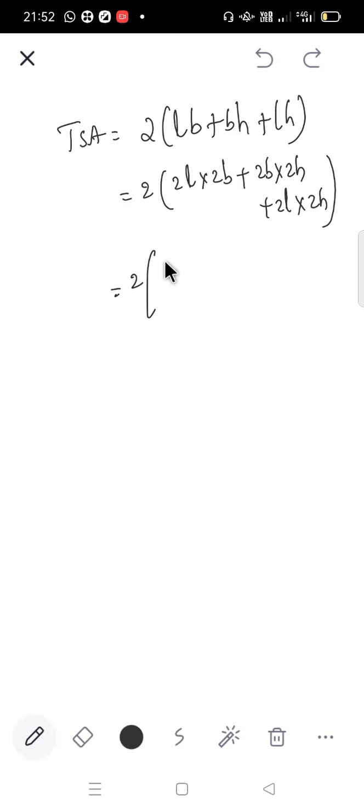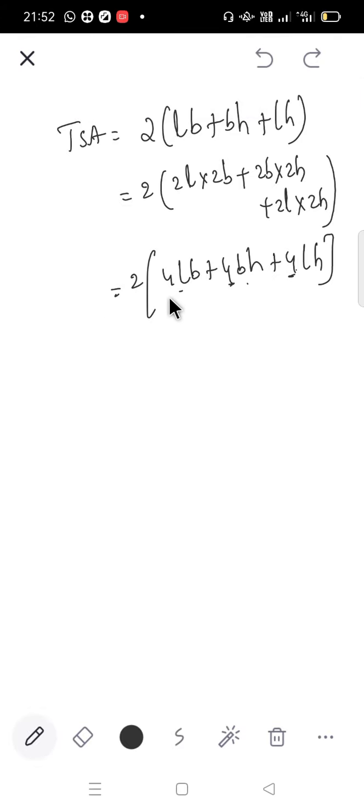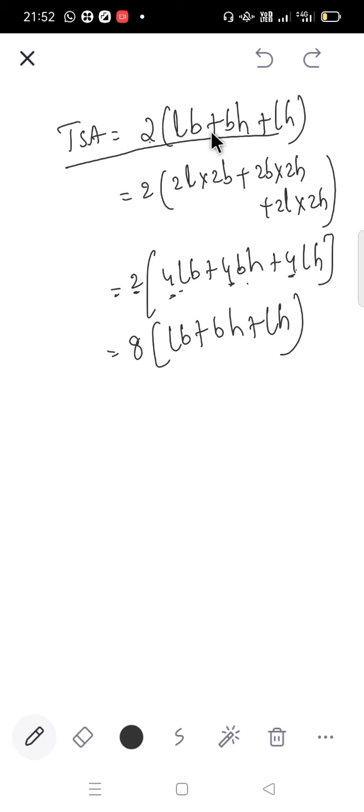So in all these cases, 2 2s are 4LB plus 4BH plus 4LH. In all these 3 terms you have 4 common, so I am writing that 4 outside. Already 2 is there. So total 4 2s are 8 into LB plus BH plus LH. If you consider the initial one, you have 2 times LB, BH, LH. If you double each dimension, our new TSA has been raised to 8 times the original TSA.